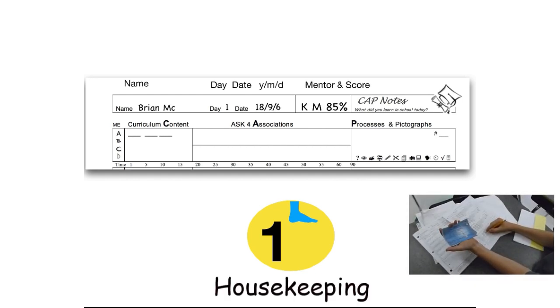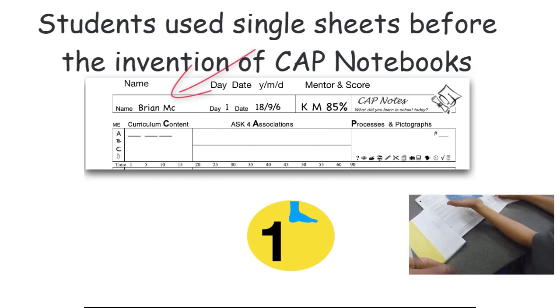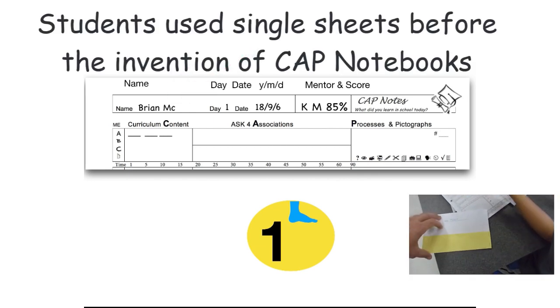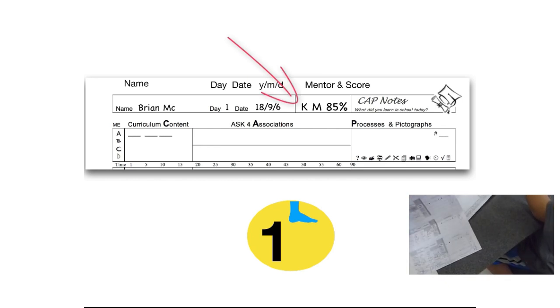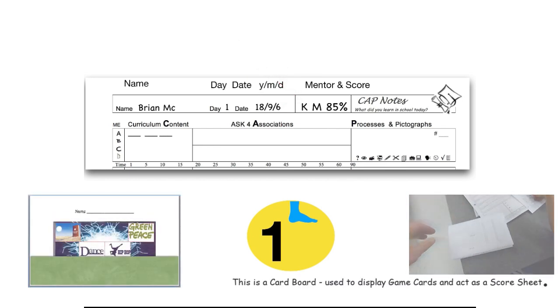Step 1. Enter your name, date, and day if your school is on a 6-day cycle. The second box is for your partner's initials if one was assigned. A score may be entered later if you decide to evaluate cap.